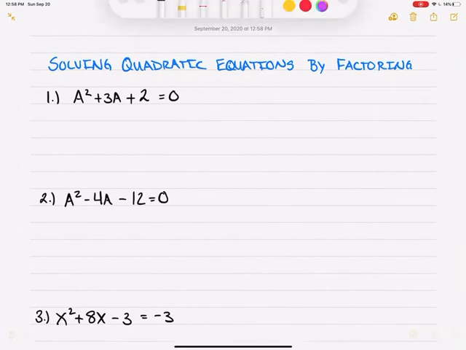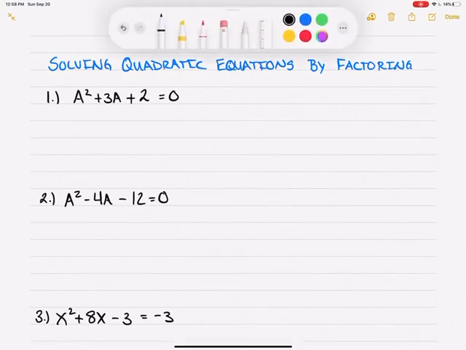Alright guys, today we're going to look at how to solve quadratic equations by factoring. So we learned how to factor in a previous lesson. What we're going to do is use this to actually solve for our variable. So for each of these problems, I'm going to end up with answers like a equals 4, a equals 5. Each of these problems will have two answers.